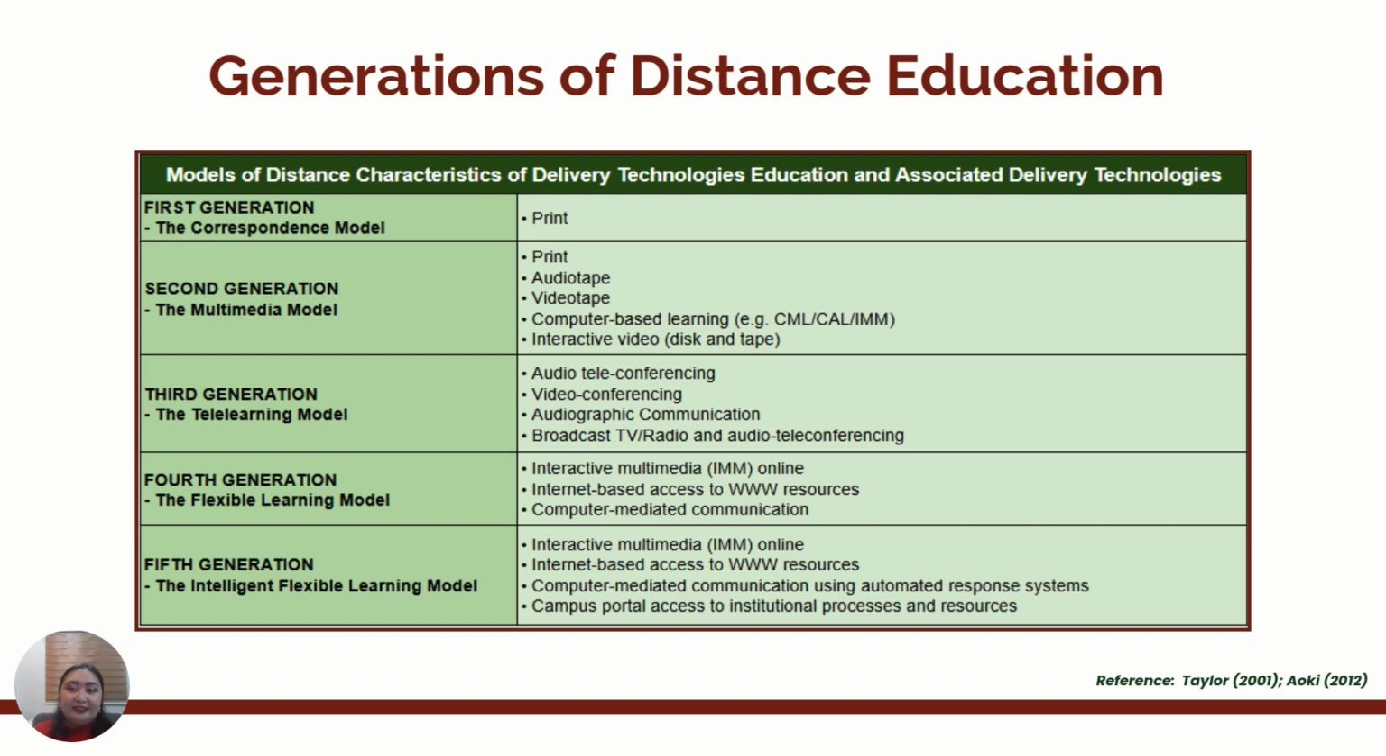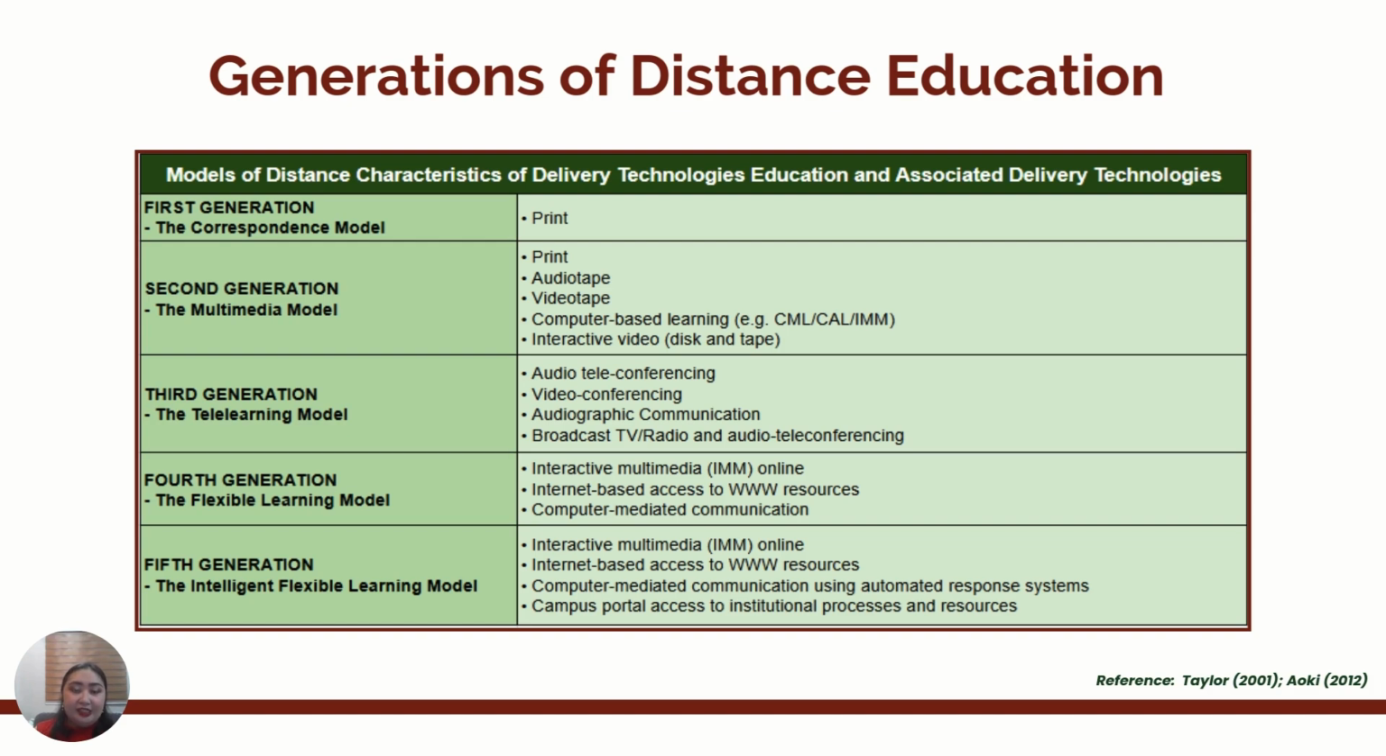The third generation is the telelearning model. This generation utilizes information and communication technologies, or ICT, to provide interaction in addition to content delivery. The fourth generation is called the flexible learning model. In this generation of distance education, there is flexibility of media available for the learners in time, pace, and space. The learning material is more refined as compared to the third generation, and it has advanced interactive delivery.